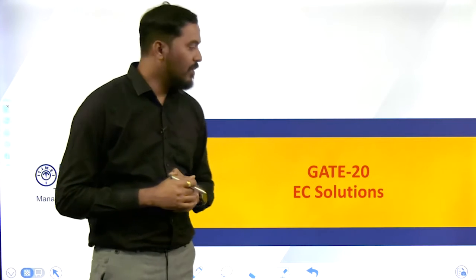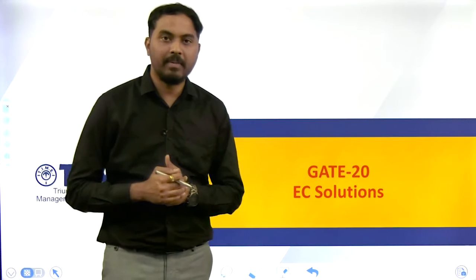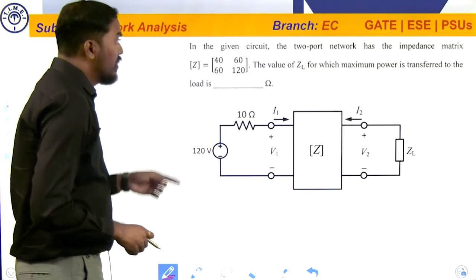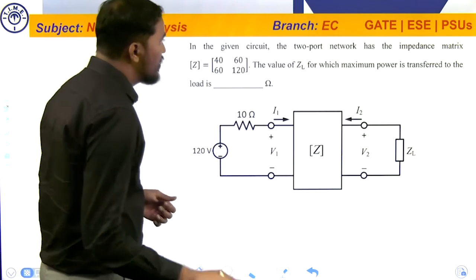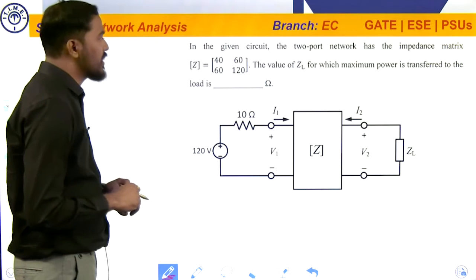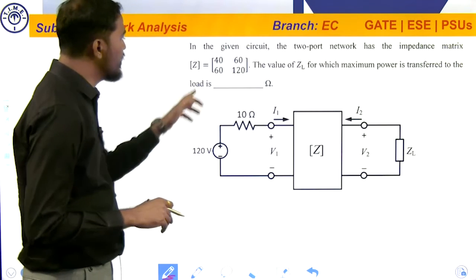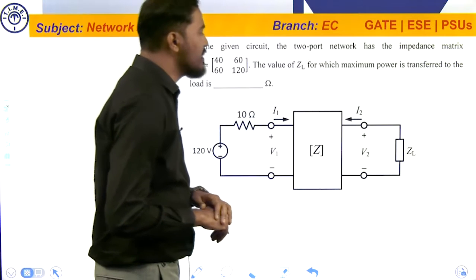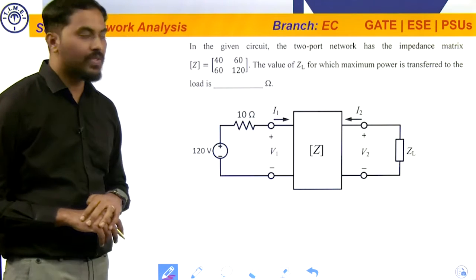Hello students, now we will have a look at the question from GATE 2020 EC paper, especially from network analysis subject. Here the question is, in the given circuit, the two-port network has the impedance matrix 40, 60, 60 and 120, these are the Z parameters. The value of ZL for which maximum power is transferred to the load is.